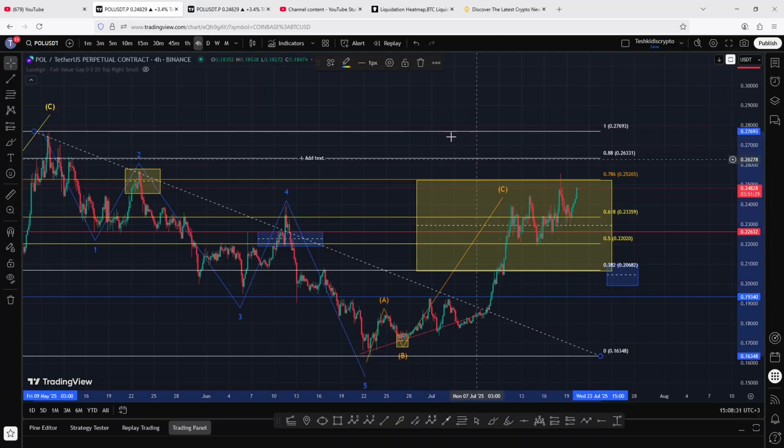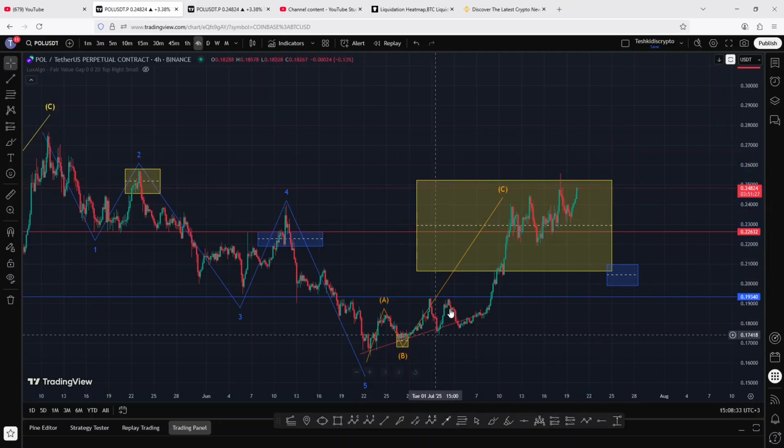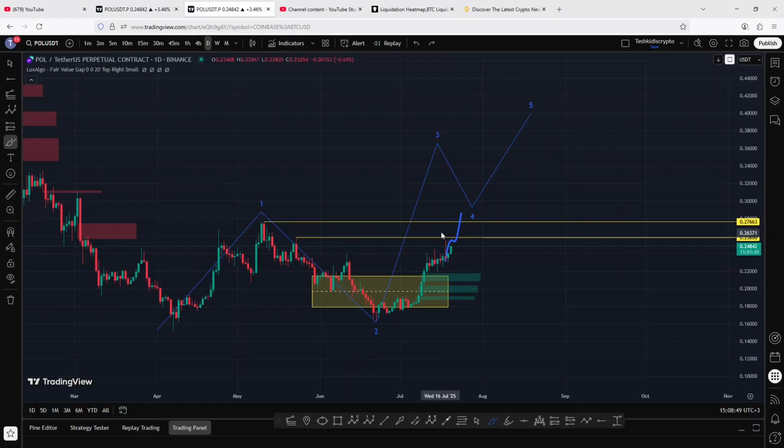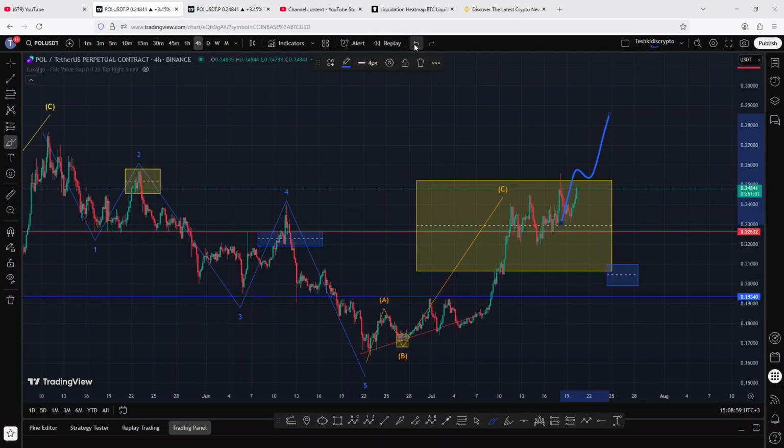And if by any chance we get into this area and maybe at some point we break out of it to the upper side, then that will be a clear indication that a more bullish case scenario is unfolding. And if that plays out, then that will be in favor of the scenario that I have here on the daily chart, where we should be expecting the formation of this wave 3 to the 0.365 mark as our next target area.